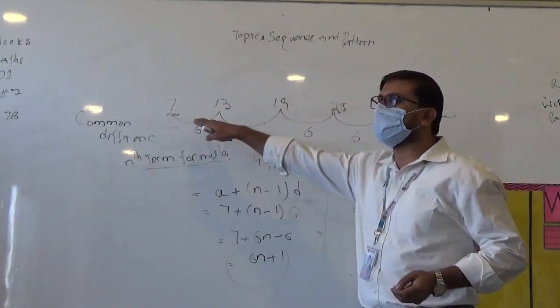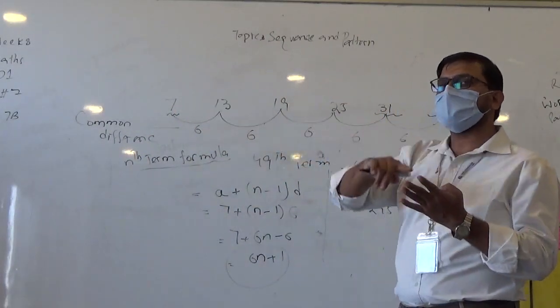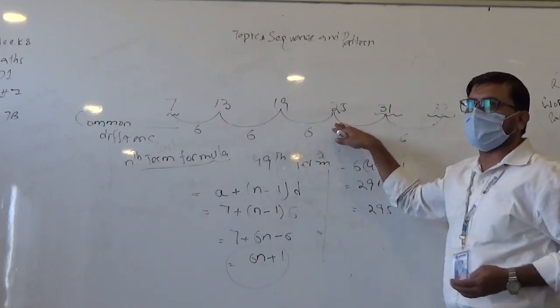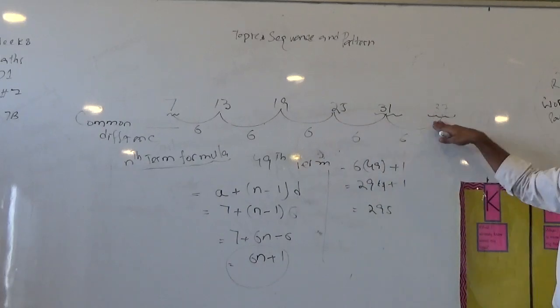We can also calculate the 49th term directly. How? This is the first term. Adding 6 you get the second term. Again adding 6 you get the third term. Then adding 6 you get the fourth term, the fifth term, the sixth term.